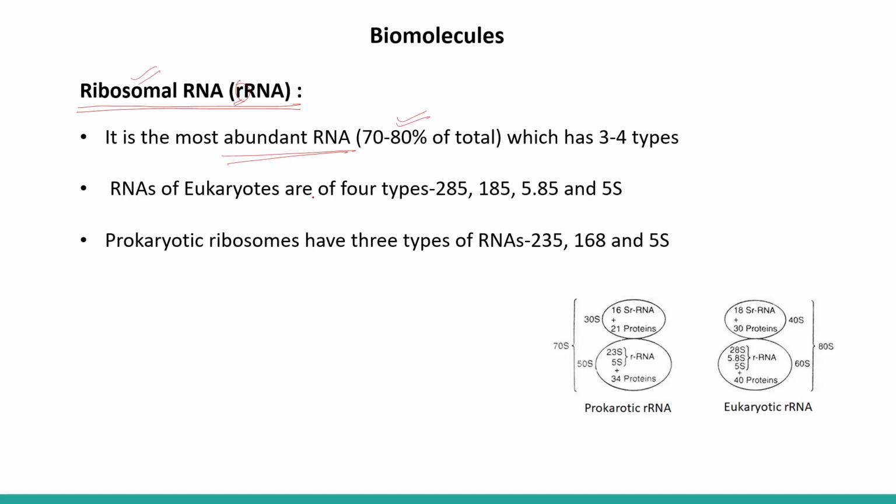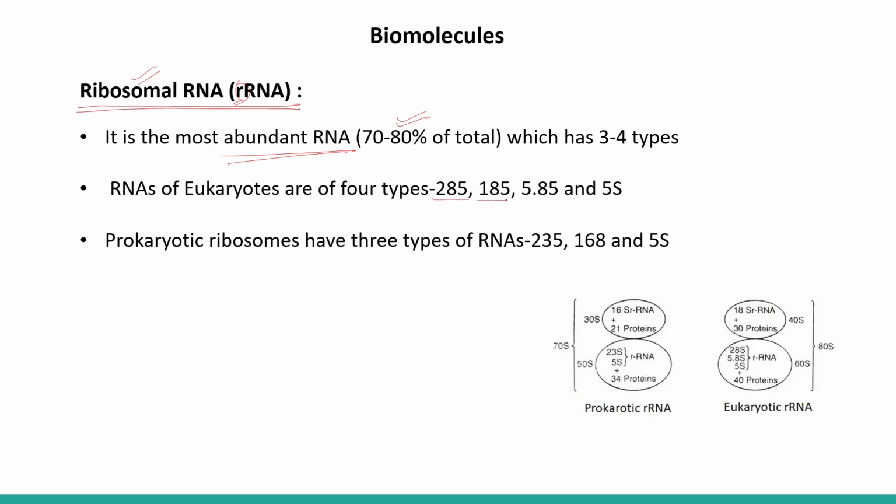Now there is a difference between eukaryotic ribosomes and prokaryotic ribosomes. Both are different. Okay. So eukaryotes have 4 different types of ribosomal RNA.